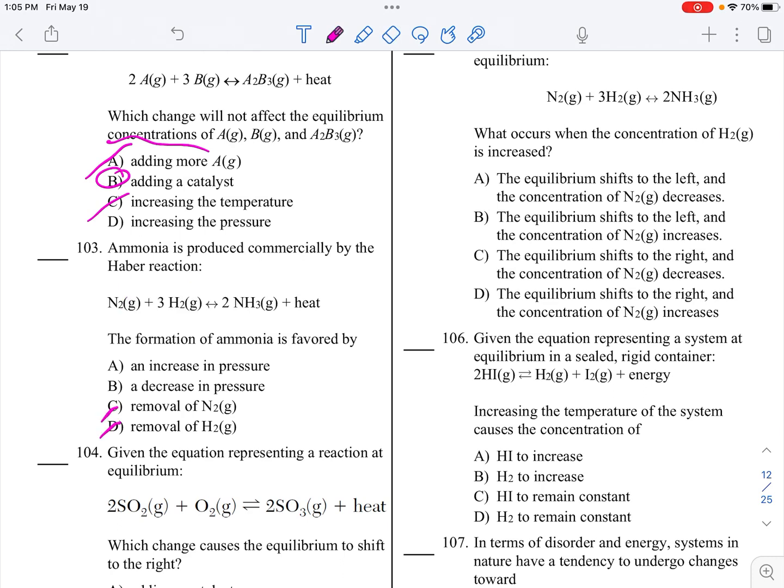So now let's talk about pressure. So if you, first of all, have gases, which we do. Do we have unequal number of moles? Yes, we do. This is a 1 and a 3, so that's 4. This is 2. So if we increase pressure, you're going to shift this way towards the NH3. So that's going to be your choice. And if you decrease pressure, it would be the other way.